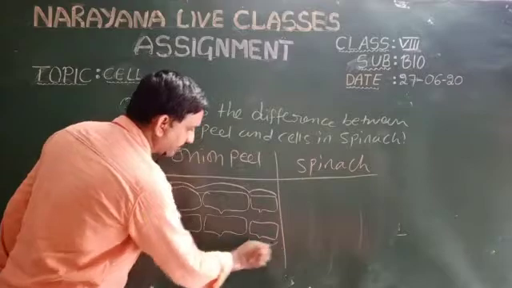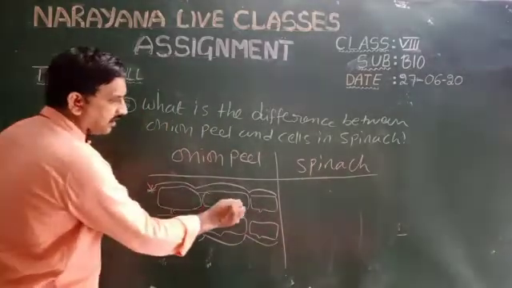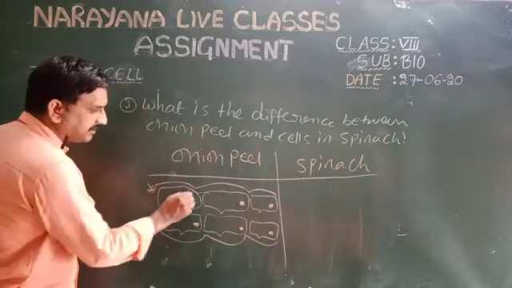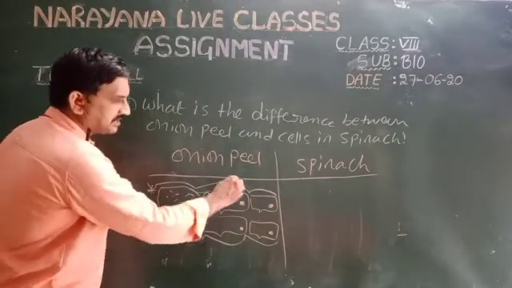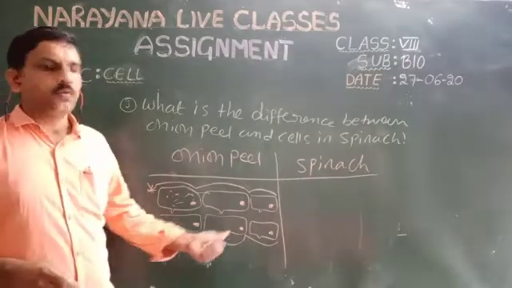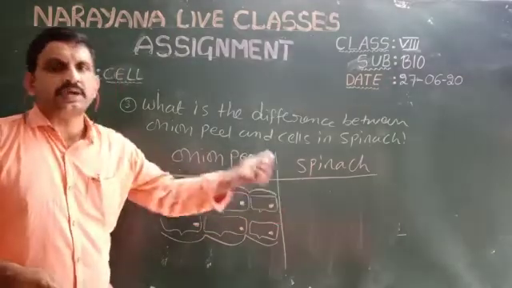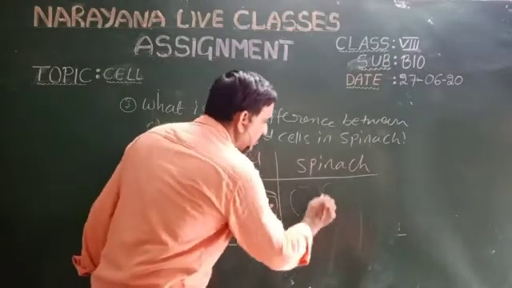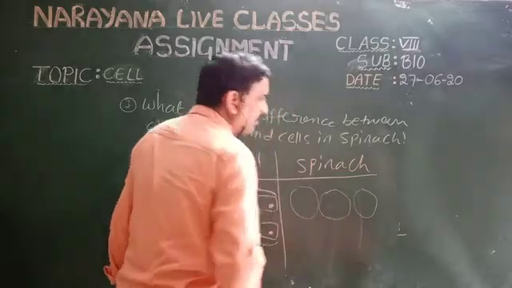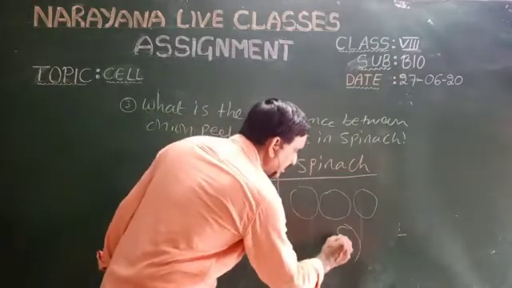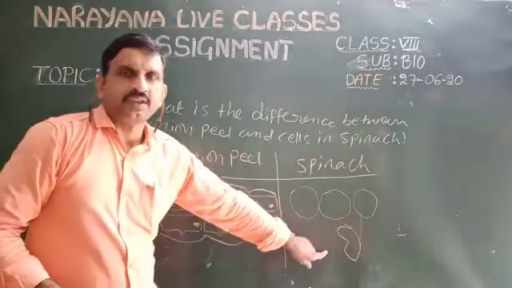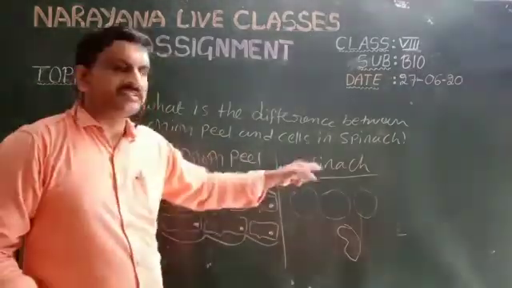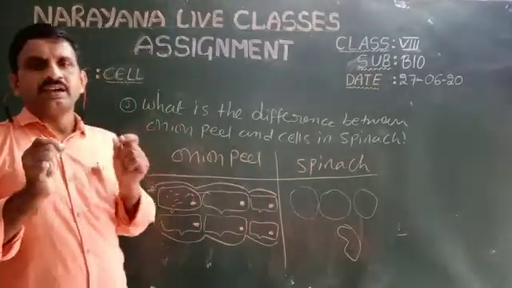This is the cell wall. This is the cell wall. Here the nucleus is here, and inside there is a jelly-like substance. This is cytoplasm. This is nucleus. This is the cell wall. The shape is cylindrical. What is the shape of cells in the spinach? Here, round. Generally in spinach the cells are round shaped, and some are bean shaped also. Kidney shaped or bean shaped cells like this. Understood? That is the difference between onion peel and cells in spinach regarding shape.